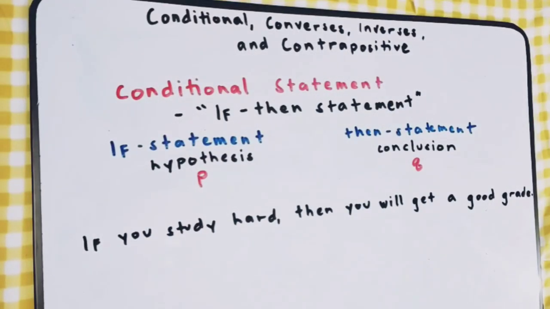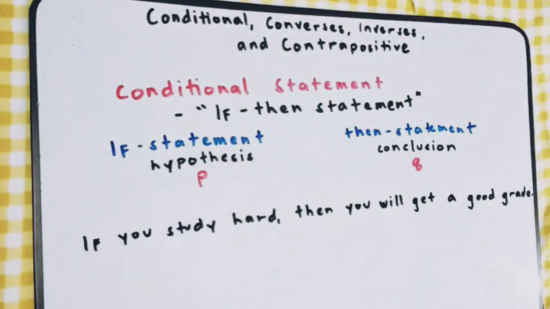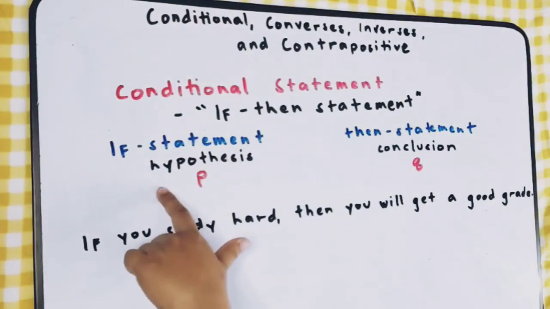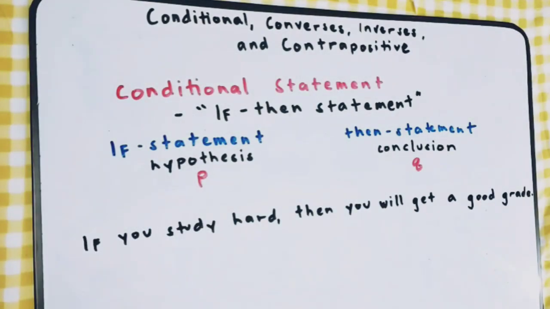Our topic for today is all about the conditional statement, converse, inverse, and contrapositive. So first, let us define the conditional statement. Conditional statements are simply called if-then statements, and they have two parts, the hypothesis and the conclusion. The if statement is called the hypothesis and the then statement is called the conclusion.